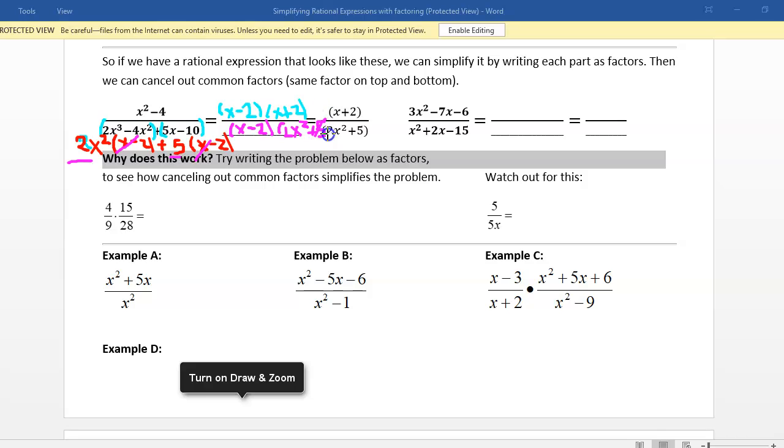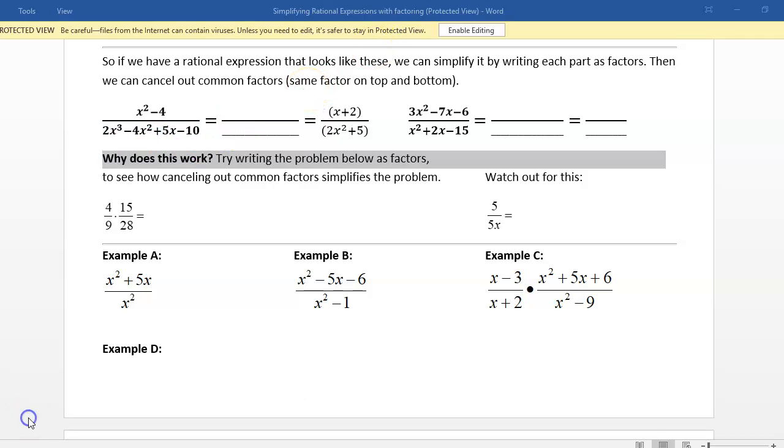There we go, plus 5. All right, guys, I'm going to cancel. I'll do my last step. I cancel common factors from top to bottom. Okay, so we look at this and we see that those x minus 2's cancel from top to bottom. And what we would be left with is x plus 2 over 2x squared plus 5.